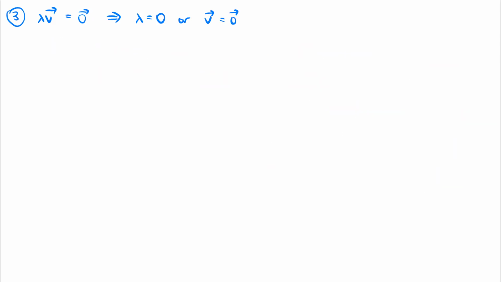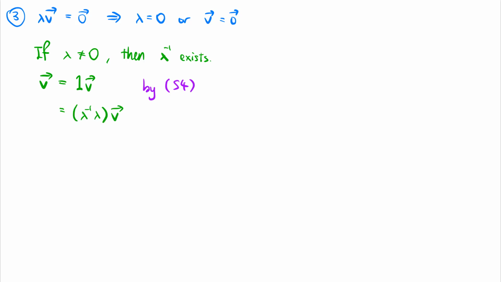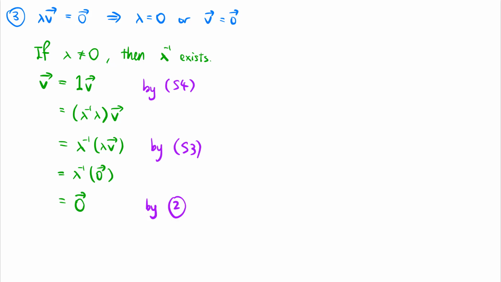Thirdly, lambda times v equals the 0 vector implies that lambda equals 0 or v equals the 0 vector. We only have to show that if lambda is non-zero, then v must be equal to the 0 vector. Now if lambda is non-zero, then the inverse of lambda exists. So v equals 1 times v using S4, which equals (lambda inverse times lambda) times v. This equals lambda inverse times (lambda times v) using S3. By assumption, this equals lambda inverse times the zero vector, which is just the zero vector using the second point.